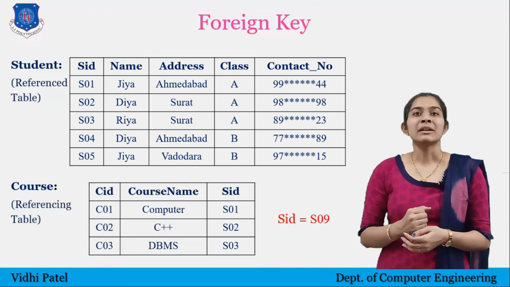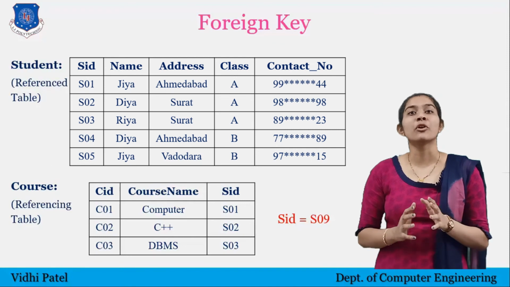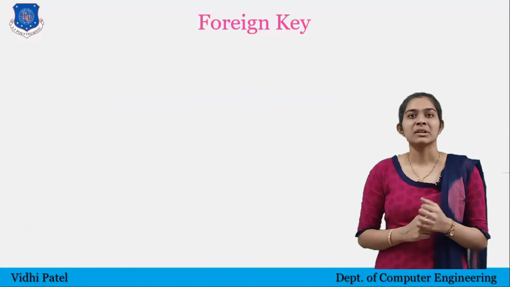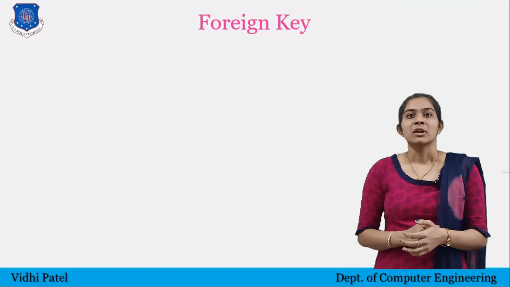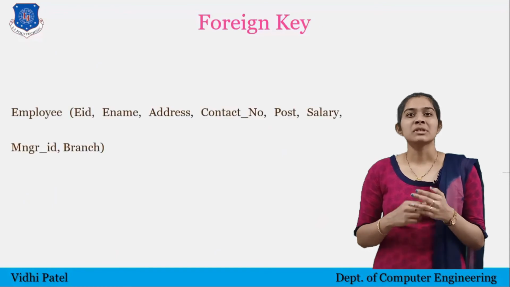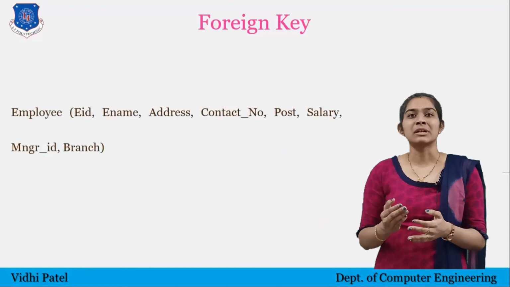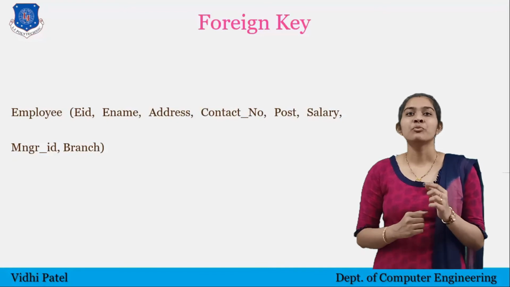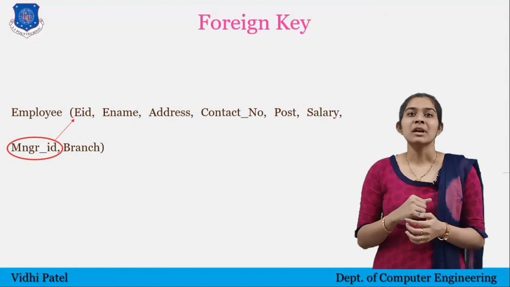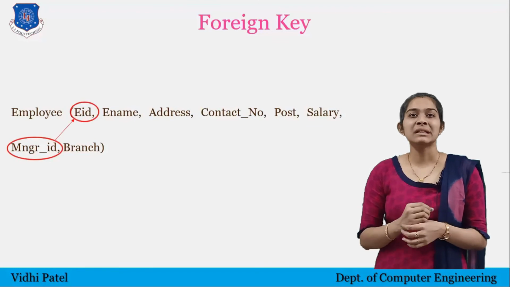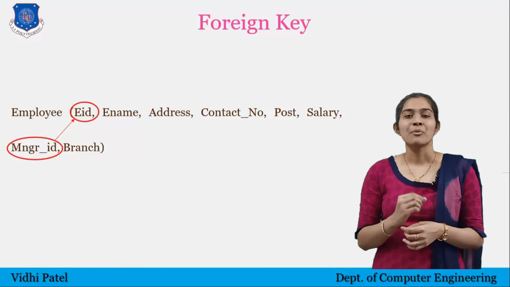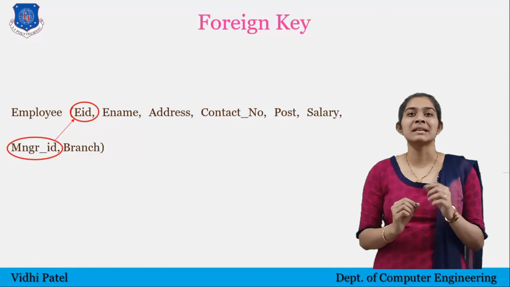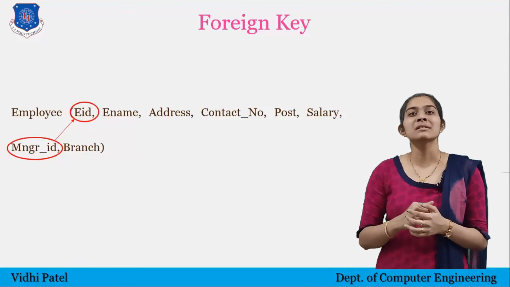A foreign key can also refer to the key attribute of the same relation. For example, consider the relation employee. Relation employee has attributes employee ID, employee name, address, contact number, post, salary, manager ID and branch. Here an attribute manager ID refers to the employee ID. Referential integrity ensures that manager ID also appears as an employee ID somewhere in the same relation.